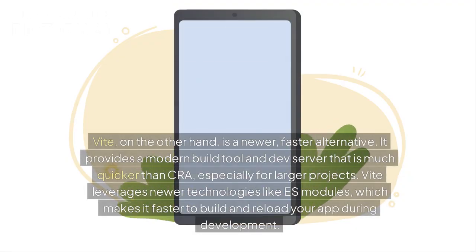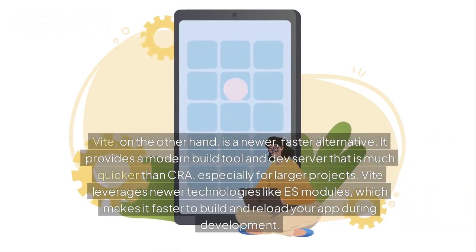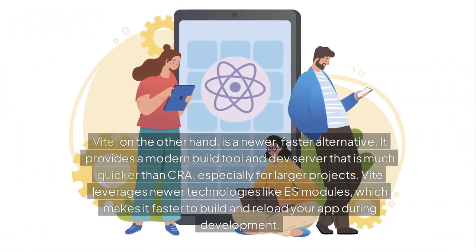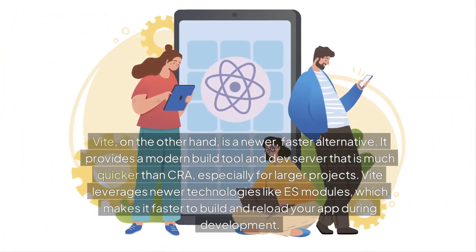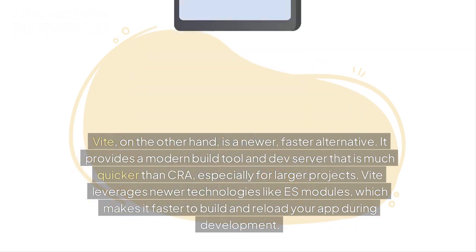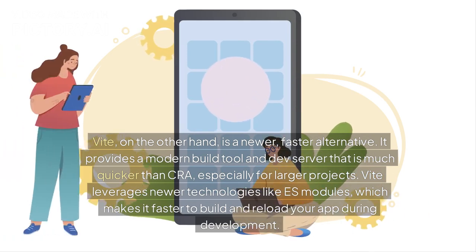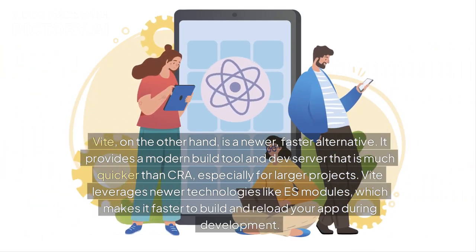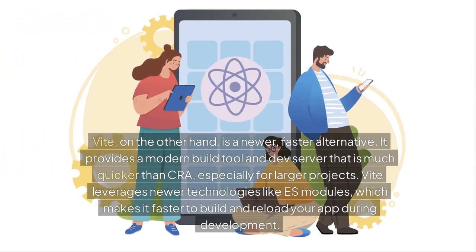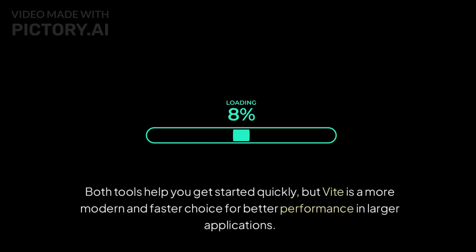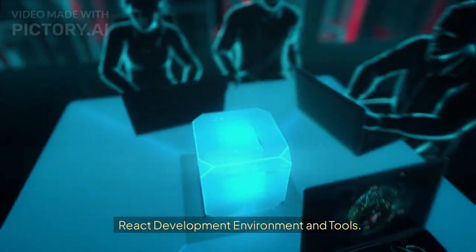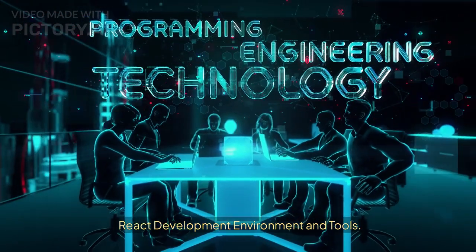Vite, on the other hand, is a newer, faster alternative. It provides a modern build tool and dev server that is much quicker than CRA, especially for larger projects. Vite leverages newer technologies like ES modules, which makes it faster to build and reload your app during development. Both tools help you get started quickly, but Vite is a more modern and faster choice for better performance in larger applications.